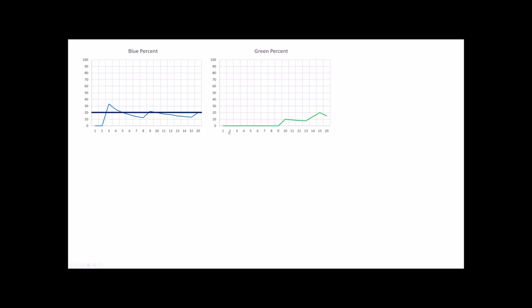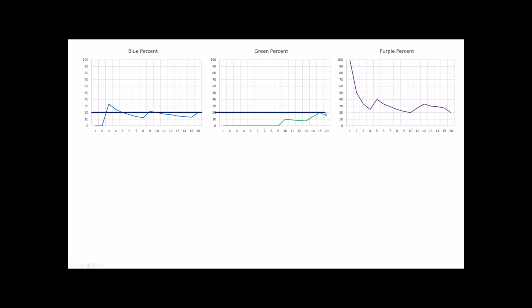Here's green. Notice we had a long time where we didn't get any greens at all, but then we had a couple that occurred pretty quickly close together. Notice that it is getting closer and closer to that 20%.